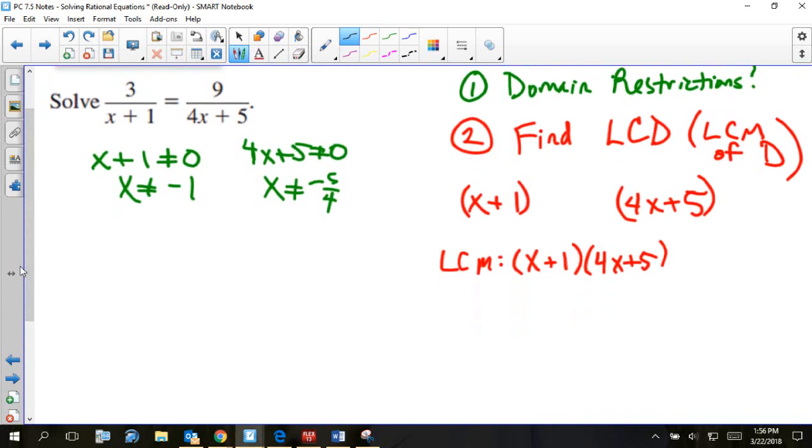Now, what we have is an equation. If I do one thing to one side of the equation, as long as I do the same thing to the other side, I can do whatever I want. So I'm going to manipulate this equation until it doesn't have fractions anymore. That's my goal. So I'm going to do something to both sides of the equation that gets rid of the fractions.